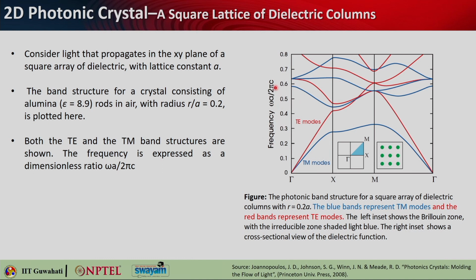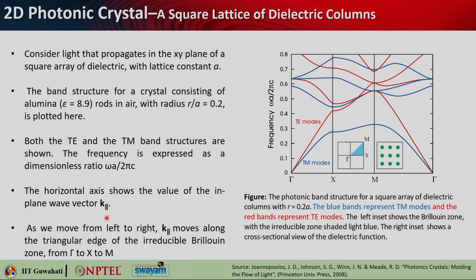You can find out what is the exact frequency where the band gap is lying. Here the blue bands correspond to TM modes and the red bands correspond to TE modes. As I mentioned, this is basically the omega-k diagram, the dispersion relation, but the frequency is expressed in a dimensionless form, given as omega a over 2 pi c, and this axis is nothing but the in-plane wave vector, that is k parallel.